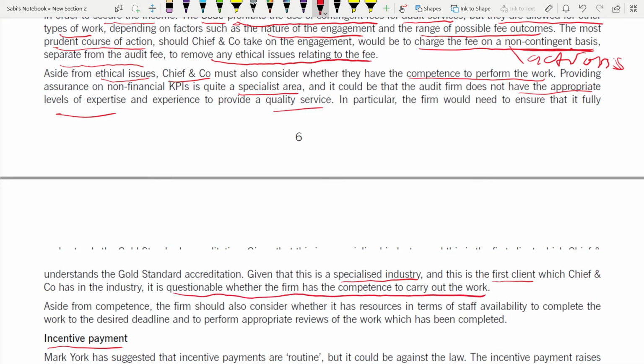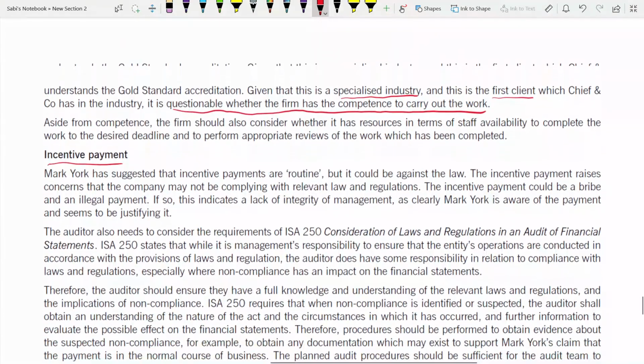First of all, it's a new area, new first client who is in such a specialized field. So for that field you are giving assurance services, it's quite questionable, right? But if they have an experience, okay. If the auditing company has huge amount of experience in that field, then there is no doubt about it. But in this case, it is.